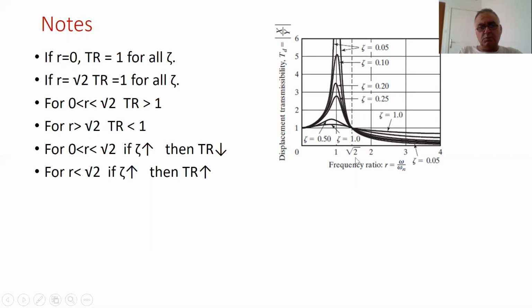between 0 and root 2, in this range, the transmissibility, no matter what the damping ratio is, is always greater than 1.